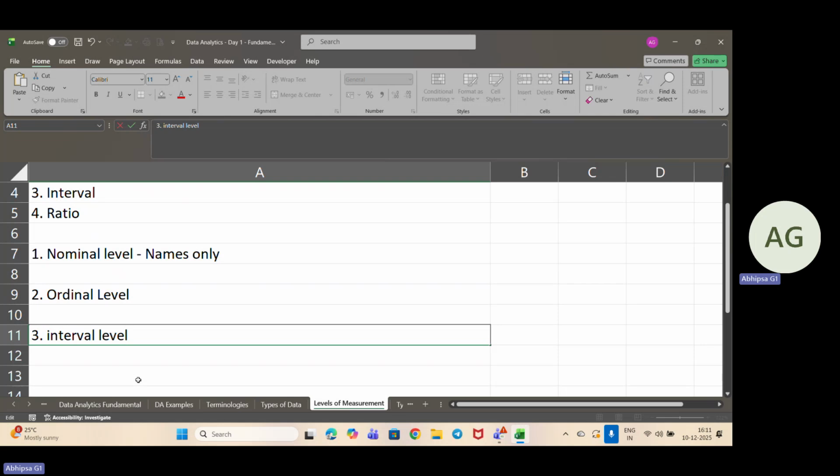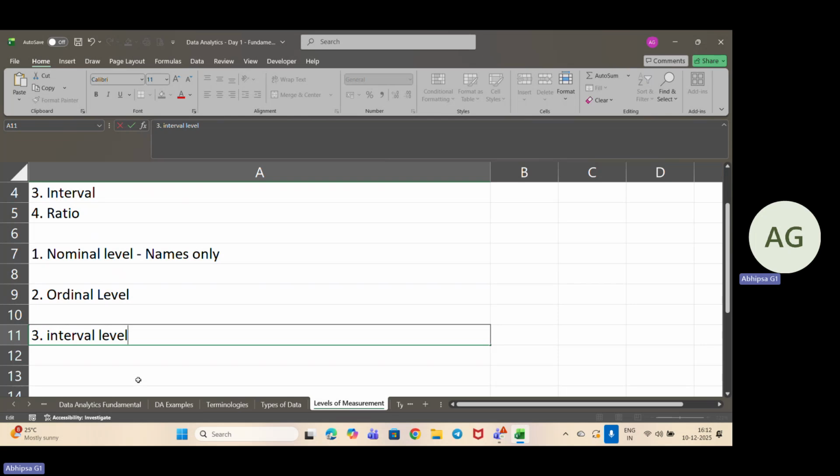There is no true zero, so if we get zero here, it doesn't mean nothing. If the temperature goes from 20 degrees centigrade to 30 degrees centigrade, the difference is 10 degrees. Coming down from 20 to 10 degrees centigrade, the difference is also 10 degrees. So the difference is equal, but 0 degrees centigrade does not mean no temperature. 0 degrees is the freezing point, as you know.